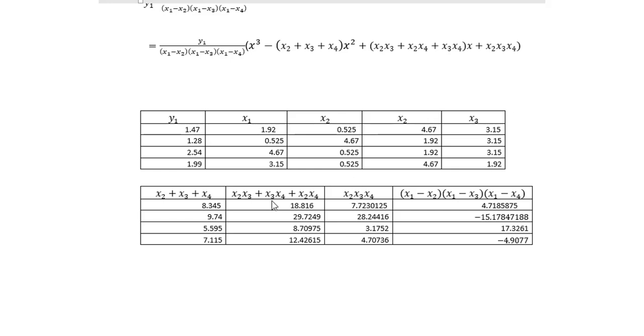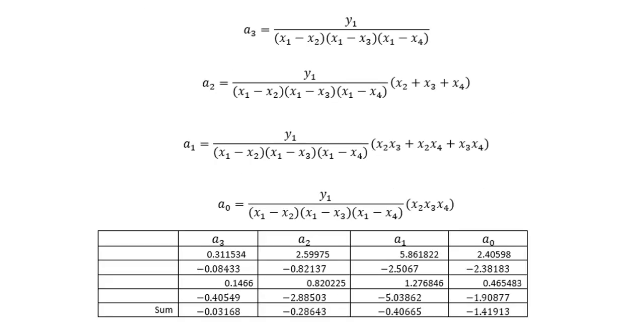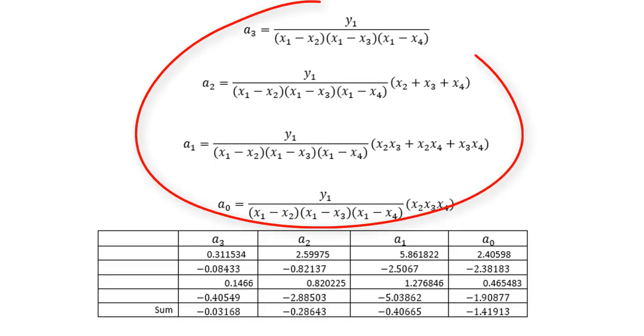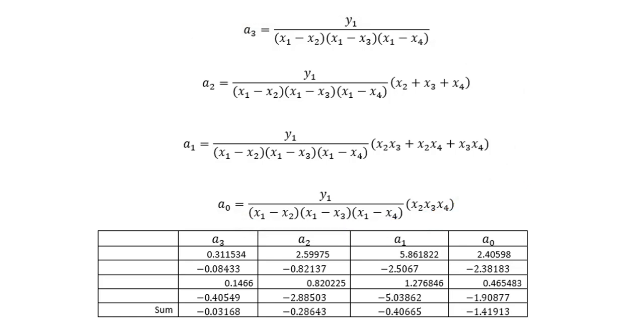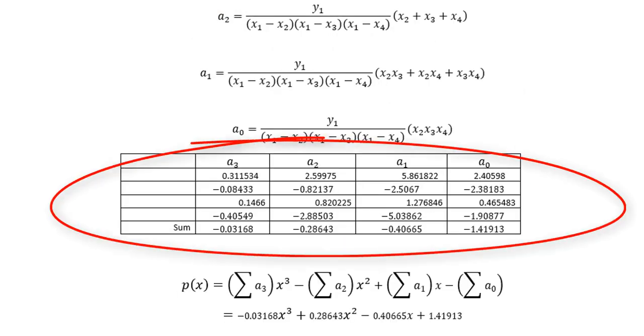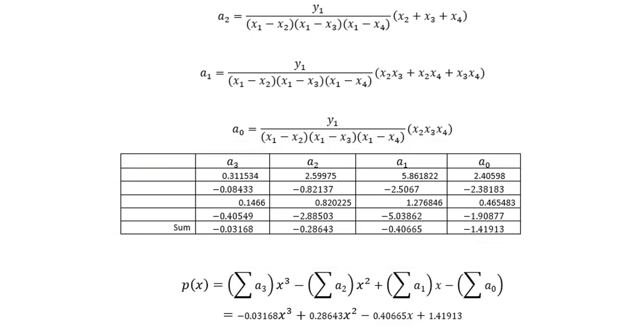Remember, in the Word document, you have to use MathType. Then I define A3 equals this, A2, A1, and A0. I get this table. Then I add all the A3 together. I got the coefficient for x to the 3rd power. When you add all the A2 together, that's the coefficient for x squared. Then I use the same way to figure out the coefficient for x and the constant.